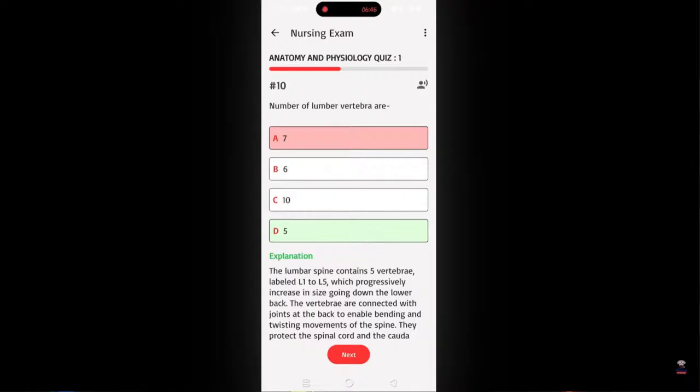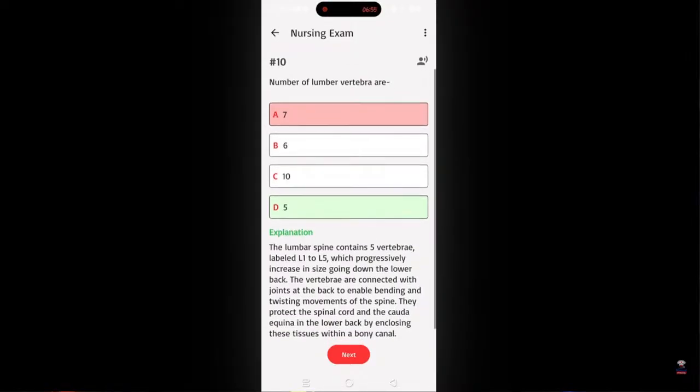The lumbar spine contains 5 vertebrae, labeled L1 to L5, which progressively increase in size going down the lower back. The vertebrae are connected with joints at the back to enable bending and twisting movements of the spine. They protect the spinal cord and the cauda equina in the lower back by enclosing these tissues within a bony canal. Okay, now we know of the number of lumbar vertebrae as being 5.